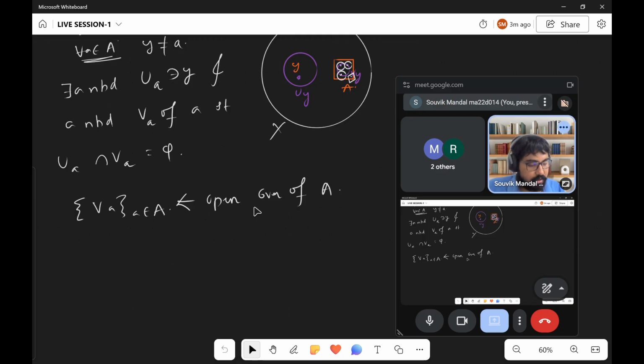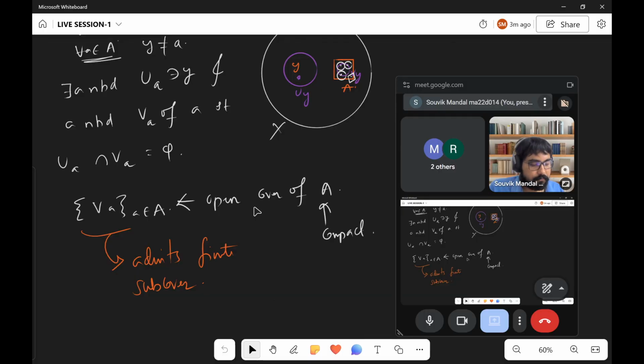Now A is given to be compact, correct? Yes, sir. So that means this open cover admits a finite subcover. Is it clear? Yes, sir. So we can write it like Va1, Va2, ..., Van. Okay, this is the finite subcover. Is it clear? Yes, sir.